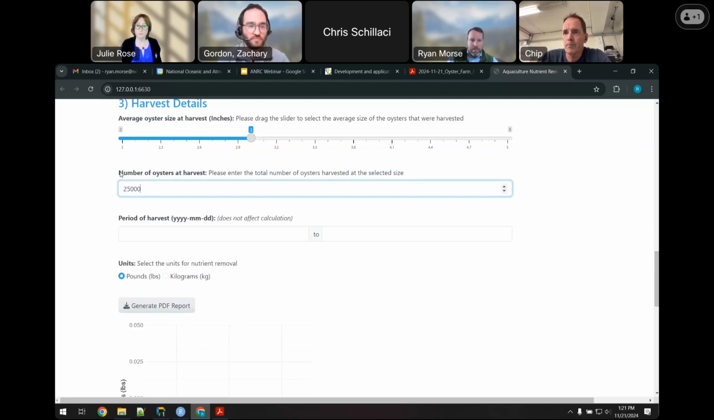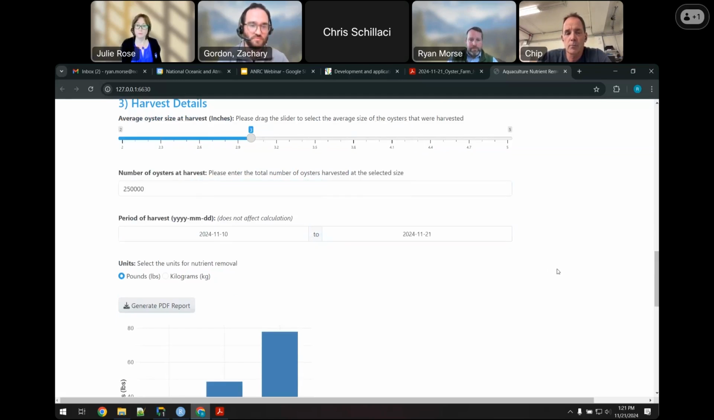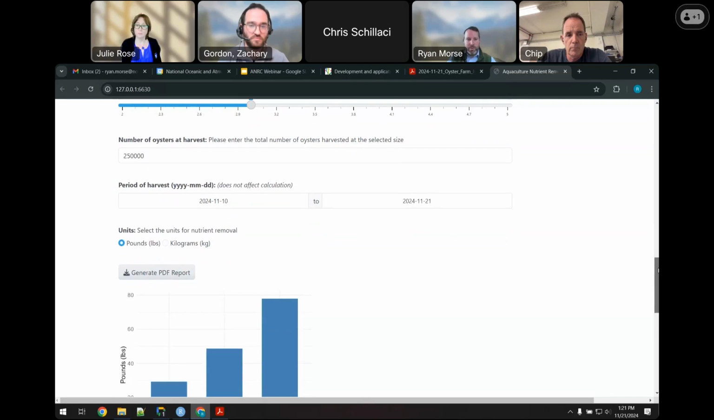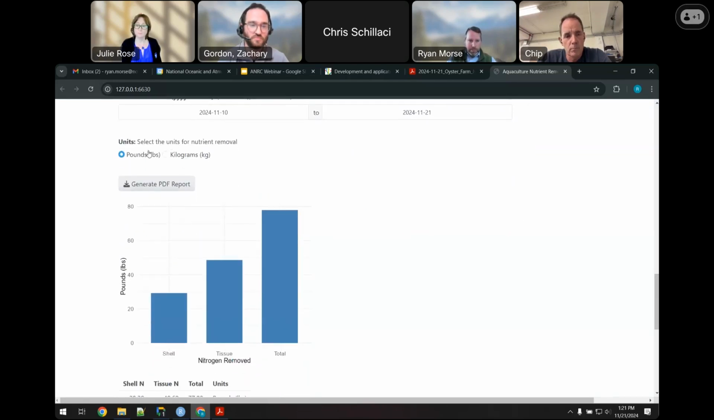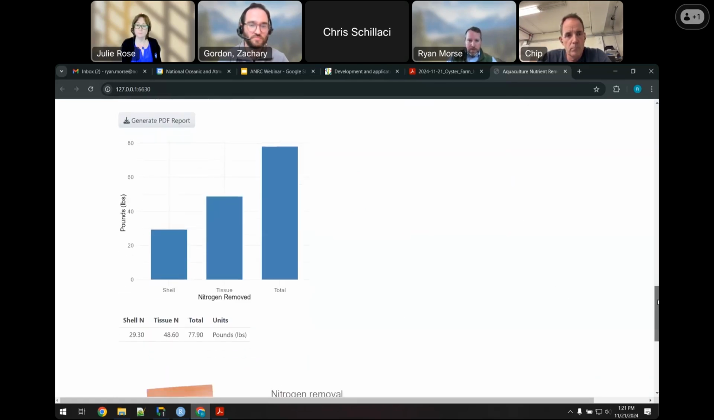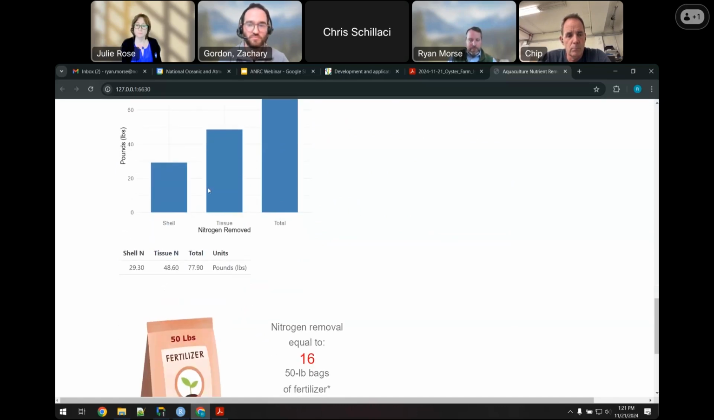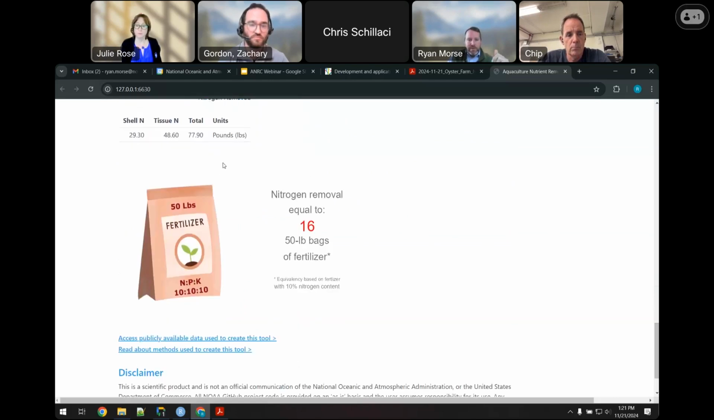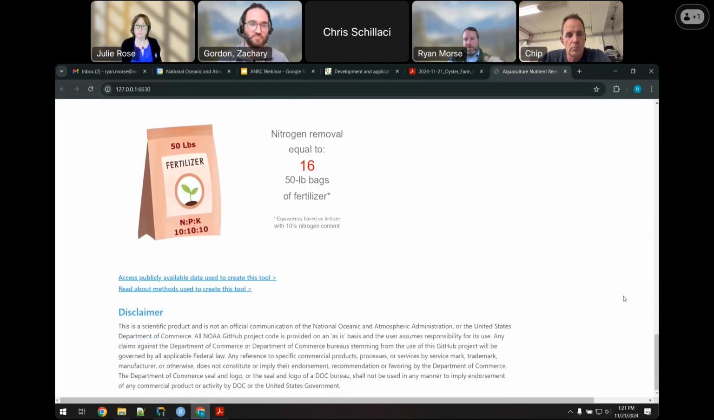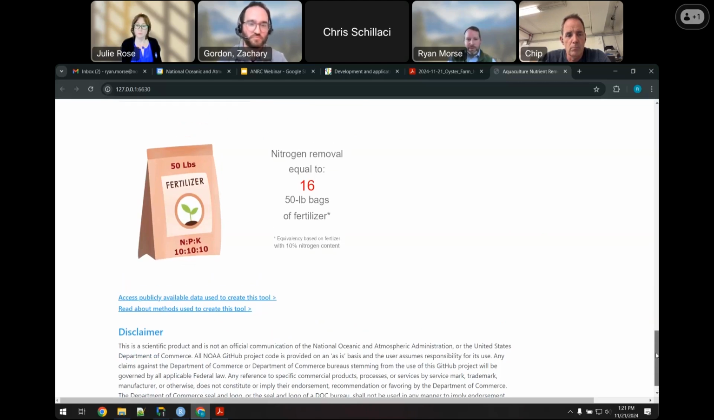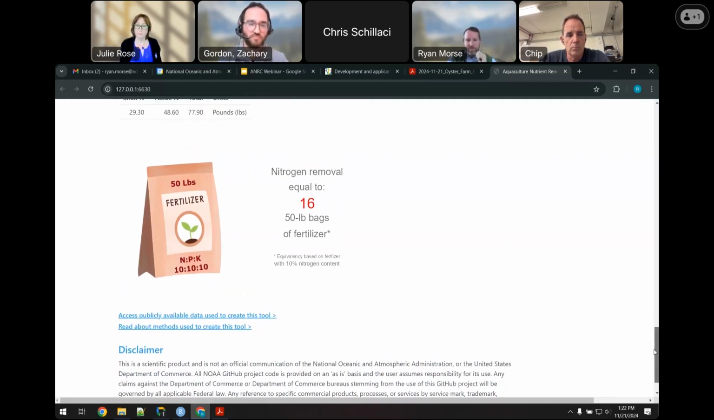And then you just enter the number of oysters at harvest. You can select the date range over which those oysters were harvested. That's just something that's going to go into the report as well. You can choose your output units, kilograms or pounds. And it will tell you how many pounds of nitrogen your harvest has contributed to. And then this is just a little bit of addition that we added to the current calculator. So we have an equivalent bags of fertilizer. That was just based on some feedback that we had.